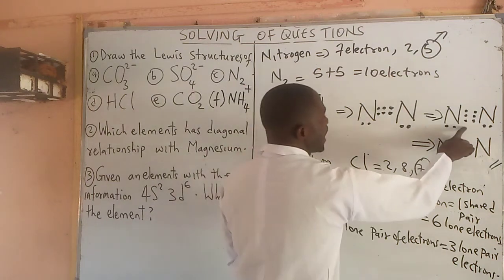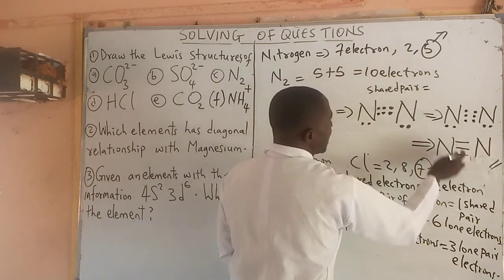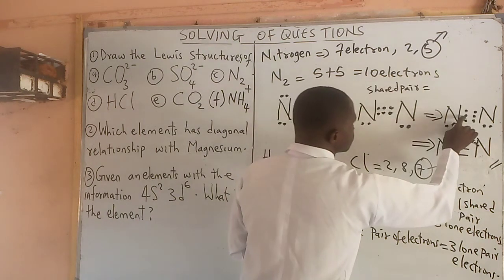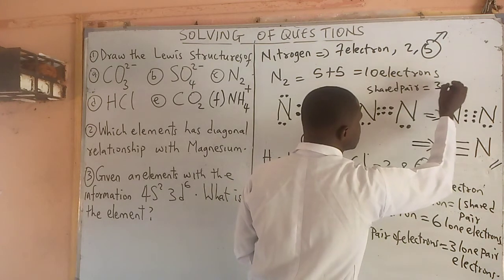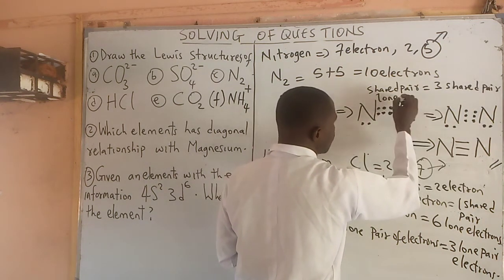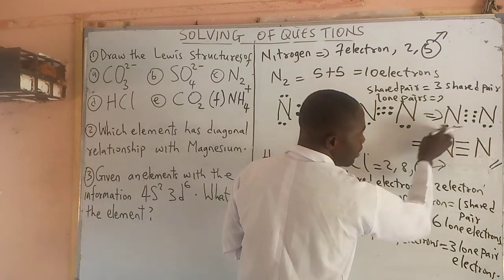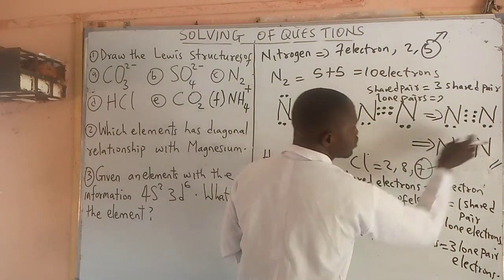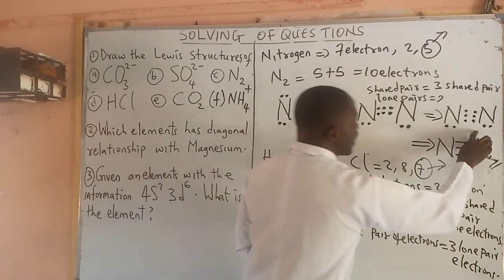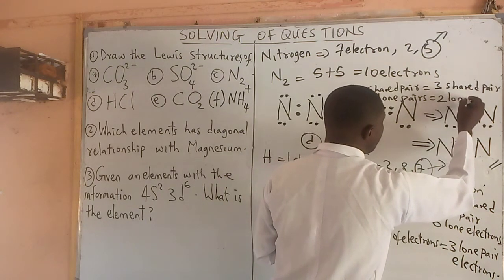If they say how many shared pairs? Shared pair means the ones they share in common. So these 2 electrons make up 1 pair, 2 electrons make up 1 pair. So we have 3 shared pairs. How many lone pairs for this one? They have two electrons, this one is not bonded with this. This one is on its own, this one is on its own. So two lone electrons make up one lone pair. So this and this will give us two lone pairs.